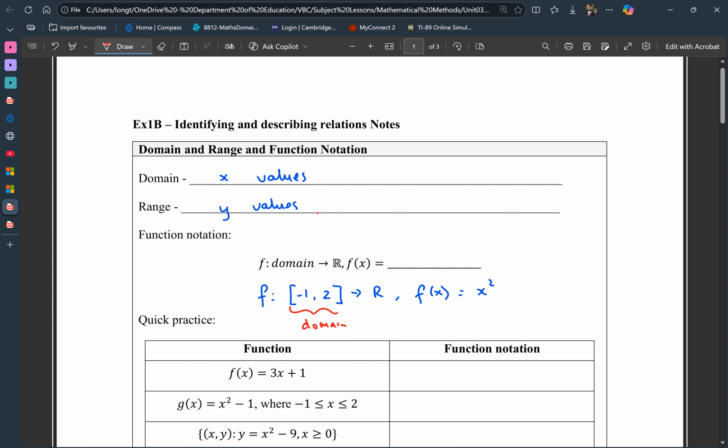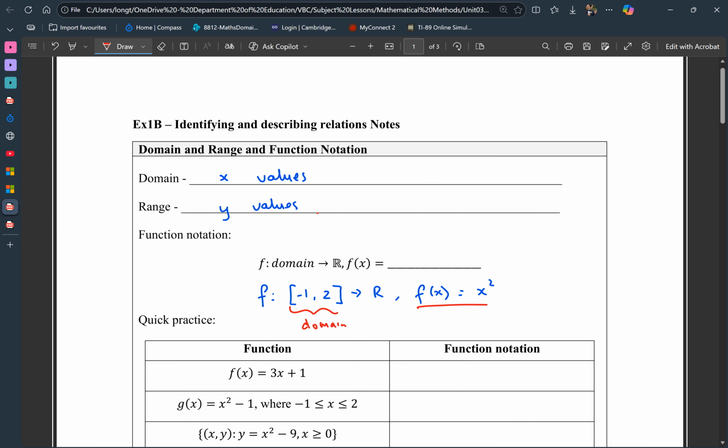The first letter just means the letter of your function. So it could be g of x, h of x. That's what that letter means. Maps onto R just means that the numbers come from the real number set. Okay, so we talked about that circle. It just comes from numbers of R.